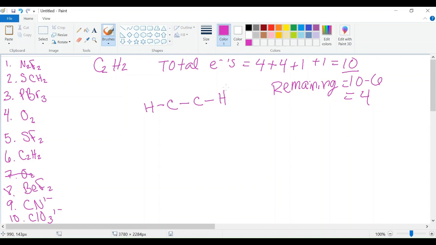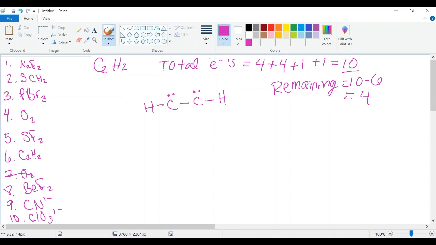I'm not going to put any on hydrogen because hydrogen is happy and satisfied with only 2 electrons. So I could put them both on the same carbon, or I could put them on the other carbons. I like to try and keep things as symmetrical as I can. So I'm going to put one on this carbon and one on that carbon.